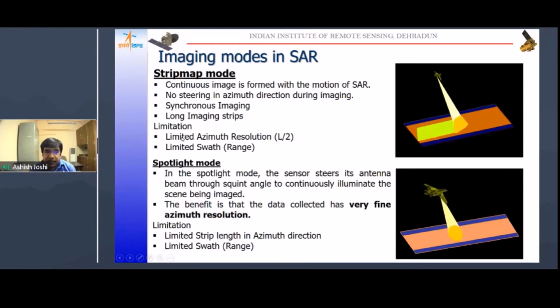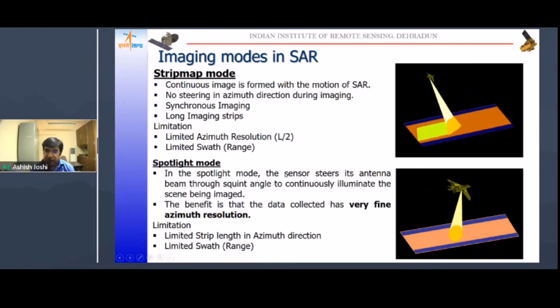So what are the limitations? It has an azimuth resolution of L by 2. In the previous slide, I told you the azimuth resolution is L by 2. So that is the maximum resolution for the strip mode case. If we want better resolution, then we have to change our imaging capability. And the second limitation is that the swath is very limited in the strip mode SAR. So first, the azimuth resolution is limited to L by 2. It means if the SAR antenna is 12 meters, then at maximum it can have only 6 meter resolution.